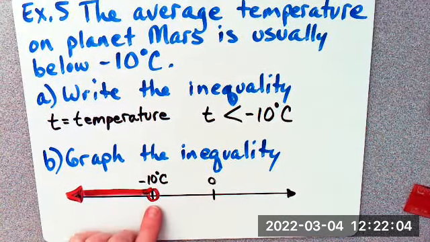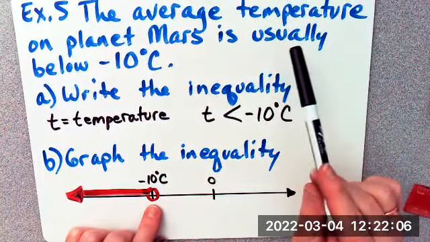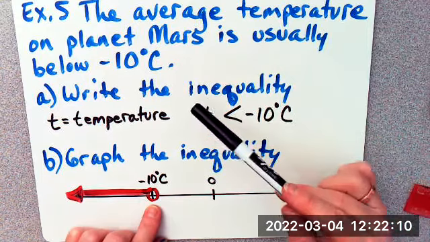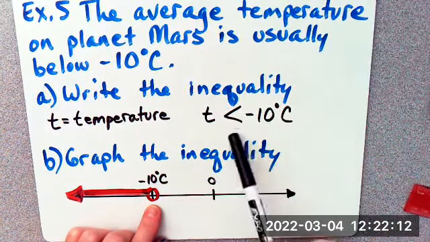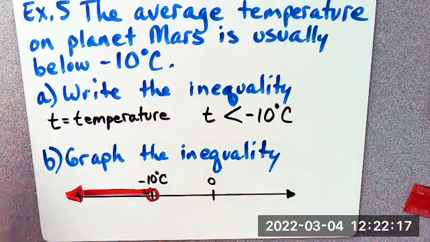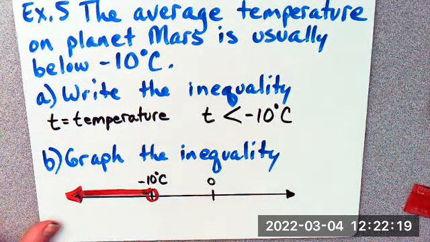So if this was included, it would have said it's usually -10 degrees Celsius or below. That would have put that equal bar there. But because it doesn't have that, it's just below 10 degrees Celsius.